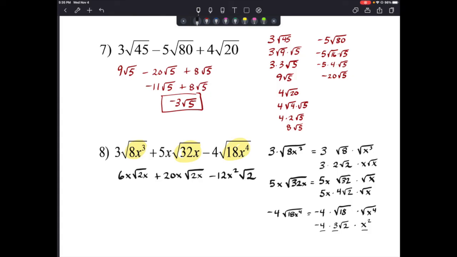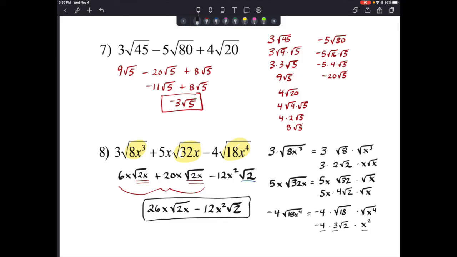As we look at this expression, right, we have this one and this one are like terms. Our third term is not the same, right? It's just a radical 2 in there. So when we take it and we combine these, 6x plus 20x is going to give us 26x. And then we have radical 2x still. And then we're going to bring down our minus 12x squared radical 2. And that's as far as we can go. That is our final answer.